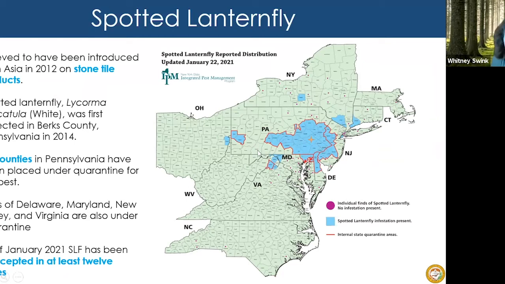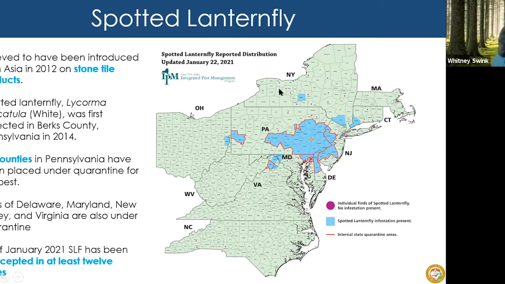The way to read this map, sometimes there's confusion, is if a county is filled in with blue, it means that there is a known reproducing population of spotted lanternfly. If it has a red outline, it means that that area has been put under quarantine. So you can see there's multiple areas with reproducing populations that have not been quarantined yet: New York, Connecticut, Ohio, parts of Virginia, West Virginia, Maryland.